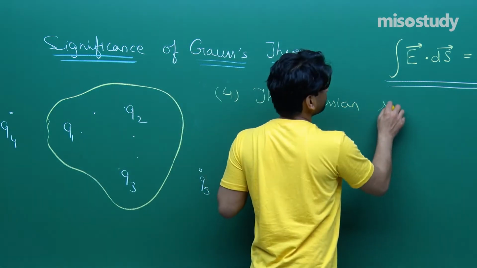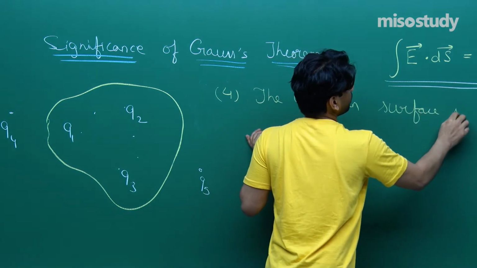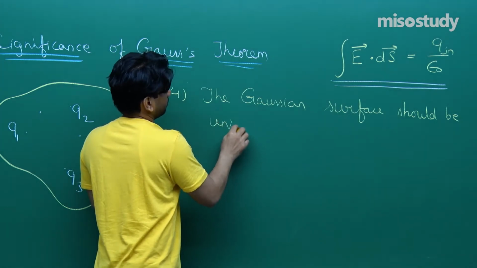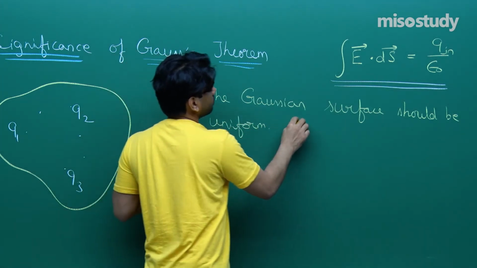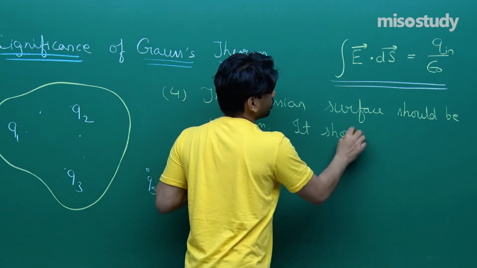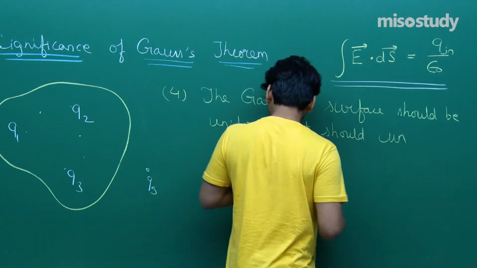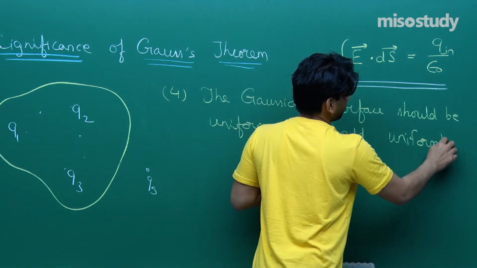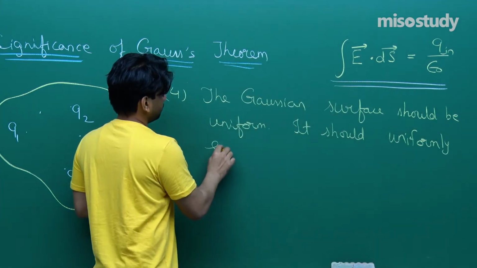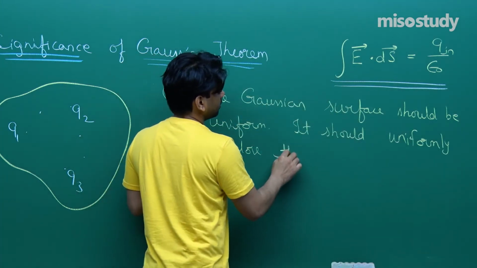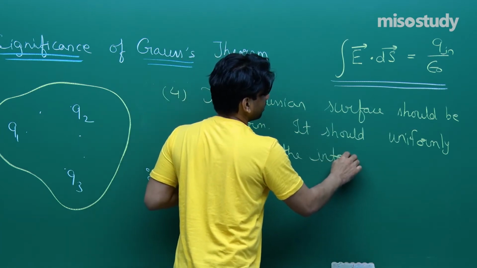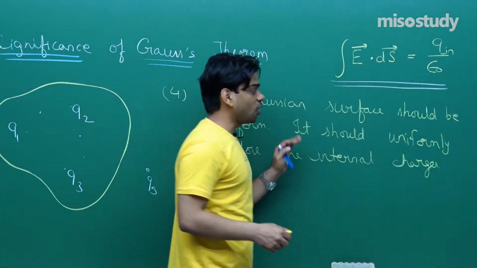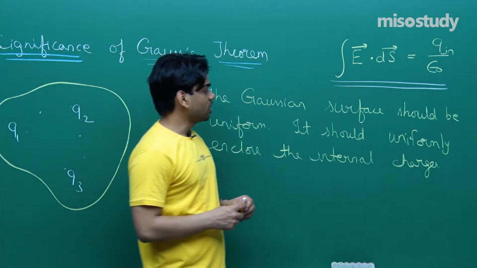The Gaussian surface should be uniform. It should uniformly enclose the internal charge or internal charges. We'll talk upon this, and I'll tell you how to actually draw a Gaussian surface.